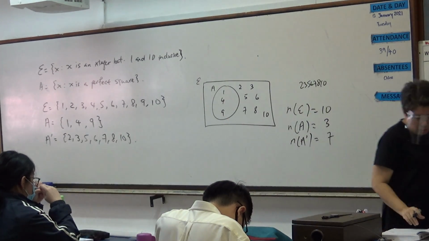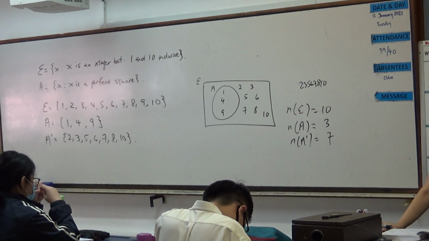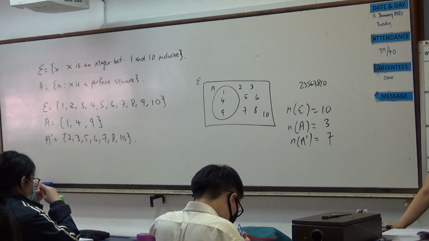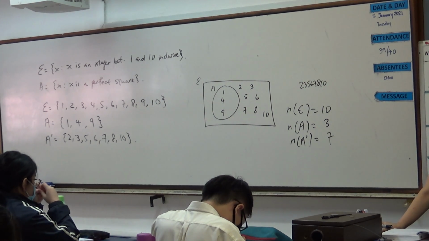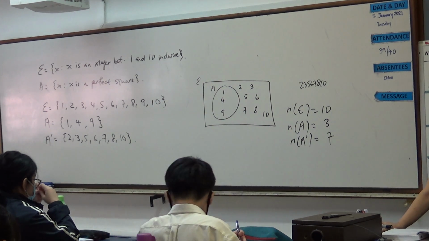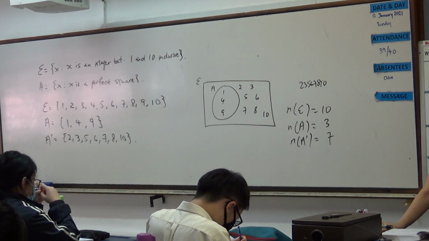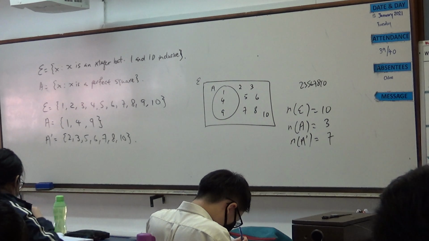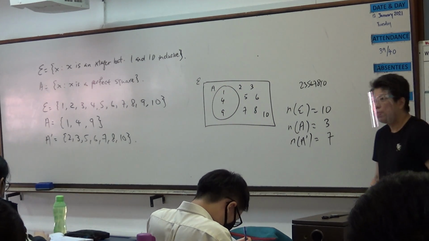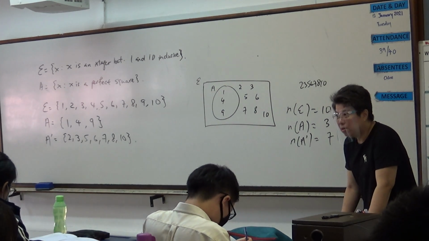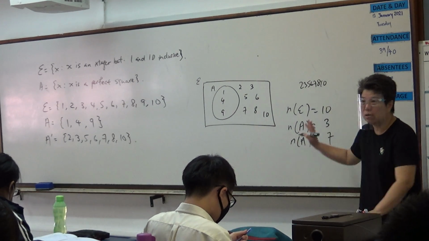Alright? Now, the last part: is n(A) plus n(A complement) equal to n(universal set)? The answer is yes. Since A and A complement contain all the elements of the universal set and do not contain the same elements, we have this. Correct? Yes or no, class? Yes, so this is common sense.